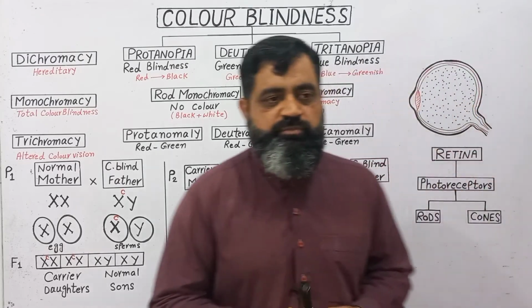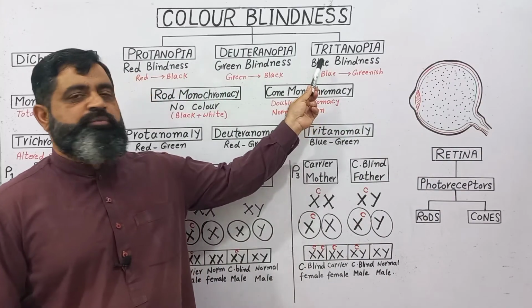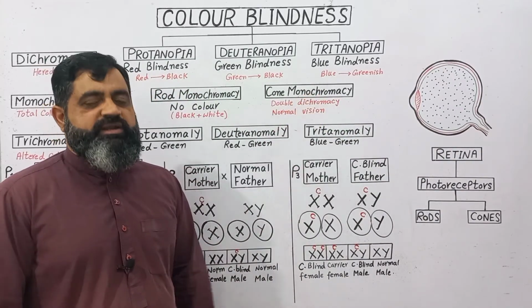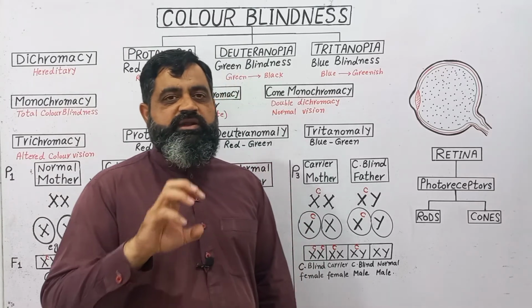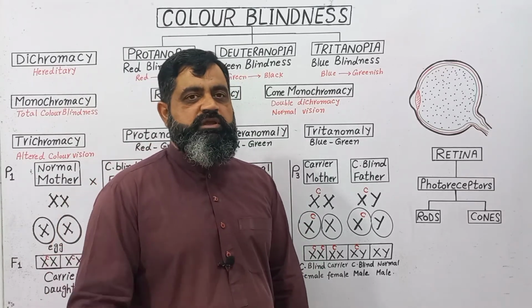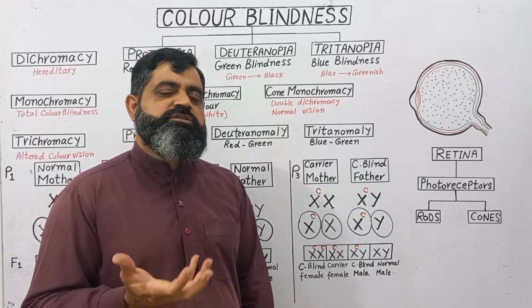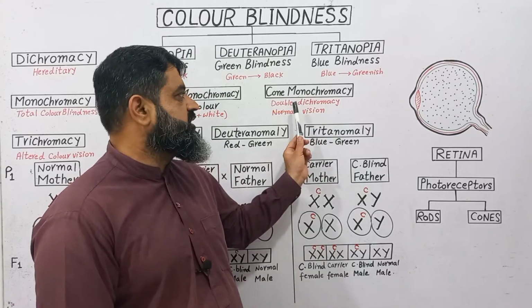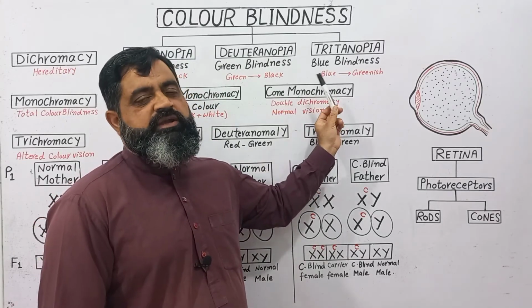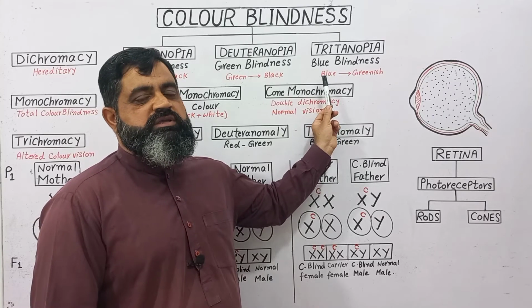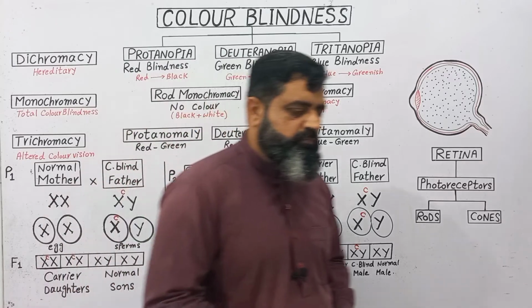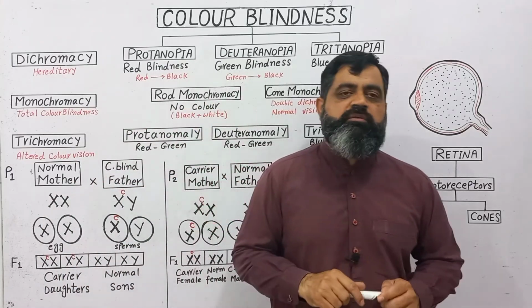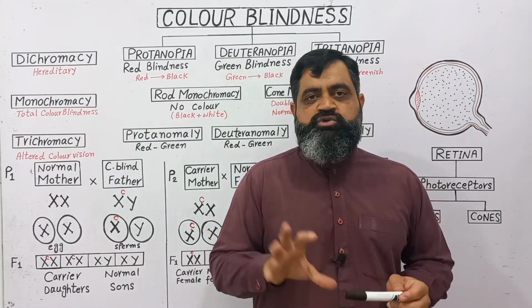The third type of dichromacy is tritanopia. Tritanopia is blue blindness, and in this case blue cones of the retina are not functioning properly and the person affected by this color blindness is unable to see blue color, and usually the blue color is seen as greenish shades. So these types of color blindness are not usually a big problem.